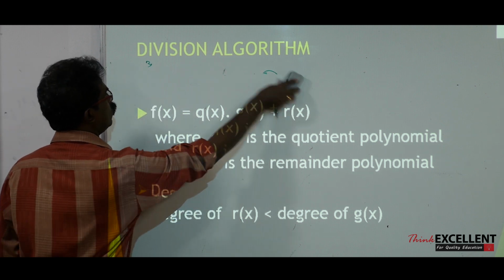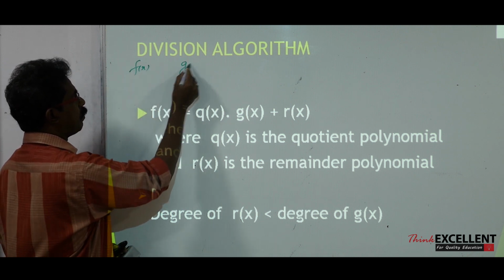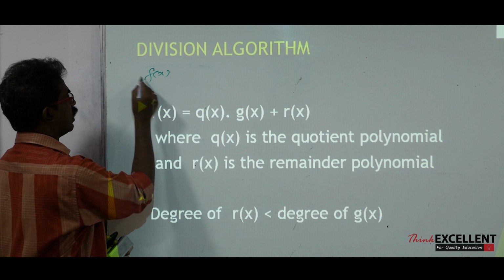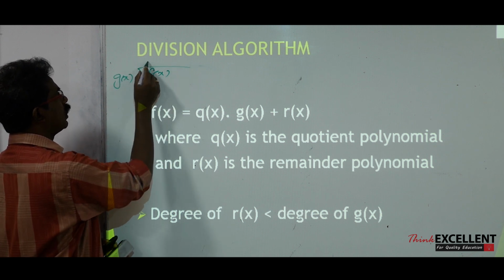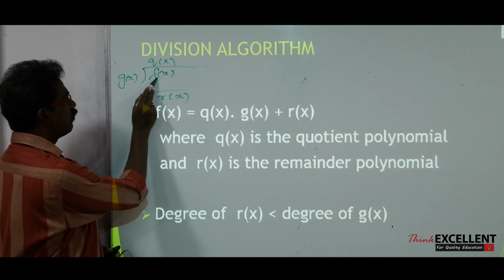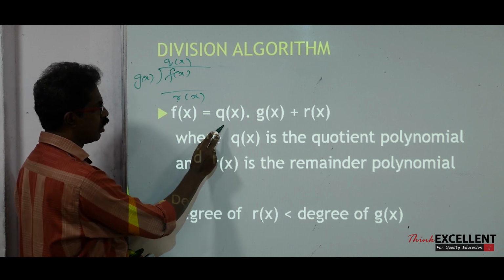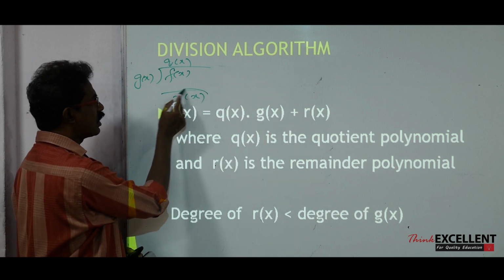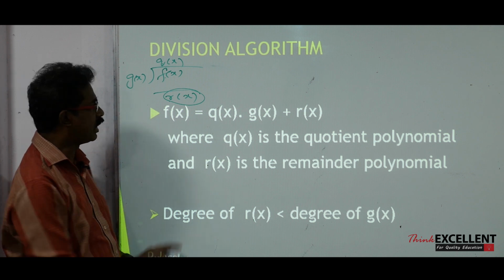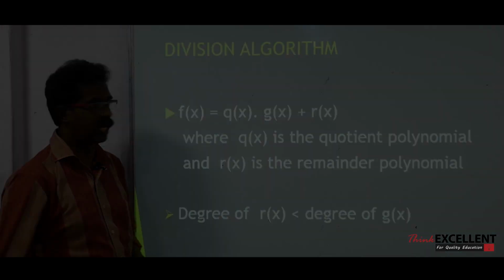Same thing, here we take two polynomials. Say f of x is a polynomial, g of x is another polynomial. F of x we are dividing by g of x. You will get a quotient q of x and the remainder r of x. Then you can say f of x is equal to g of x into q of x plus r of x. R of x is the remainder and its degree is less than degree of g of x. Degree of the remainder is less than degree of g of x, and this is division algorithm.